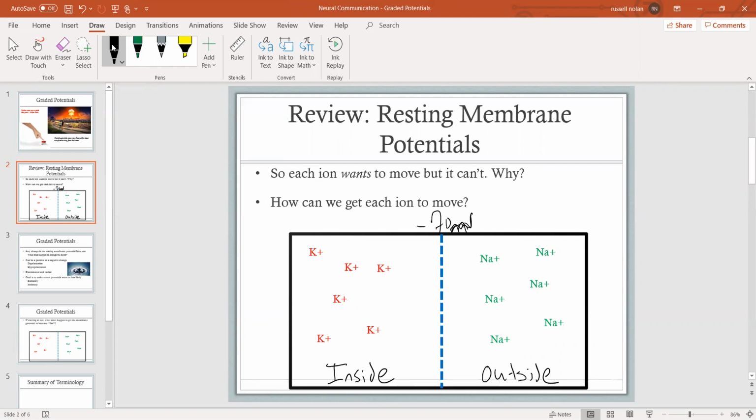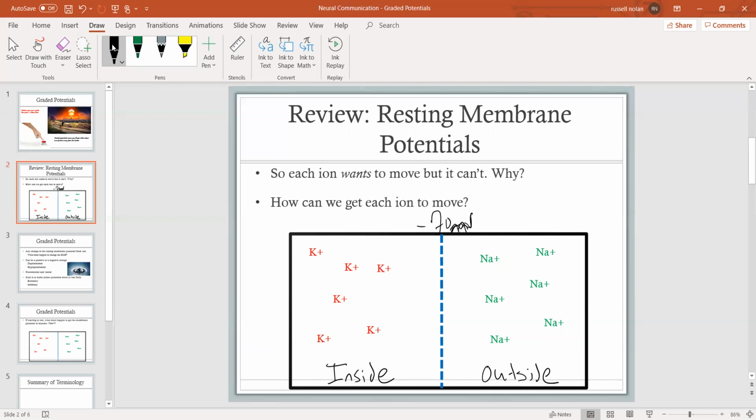But then how do we get each ion to move? So pause the video, think about that. Of course, when we're trying to get the ion to move, if it's the closed gates that prevent the movement, if we want to allow the movement, then we need to open those gates. And we talked about a couple different gates. We talked about the chemical gates that open and close in response to chemicals, specifically neurotransmitters in this case. We talked about voltage gates, which open and close in response to specific voltages. And we'll see that later on. Obviously, an example here of voltage is negative 70 millivolts. And then there were mechanical gates that open and close in response to physical distortion of the membrane.